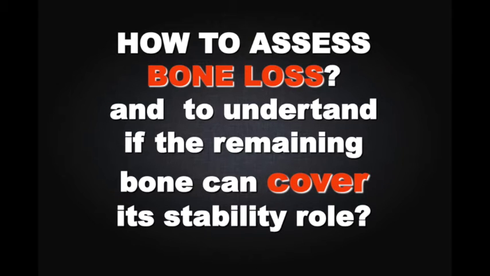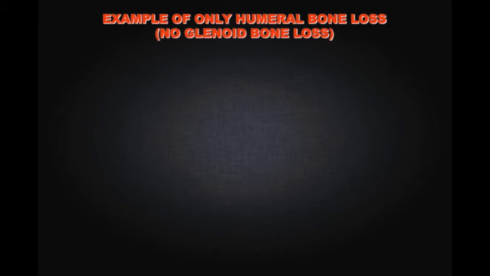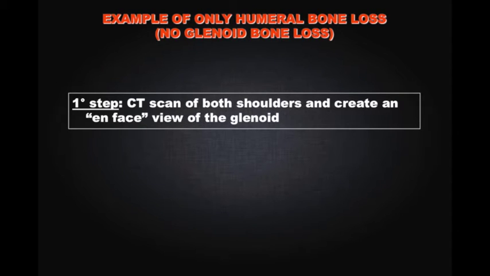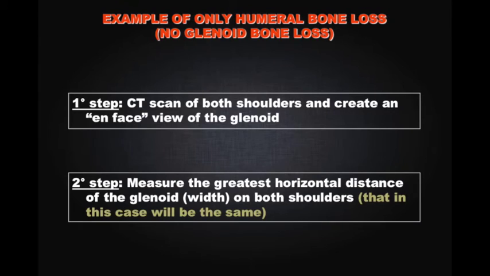How to assess the bone loss and understand if the remaining bone can handle its stability role. Our example shows only humeral bone loss, but no glenoid bone loss. First step, CT scan of both shoulders and creation of an en face view of the glenoid. Second step, measurement of the greatest horizontal distance of the glenoid width on both shoulders, which in this case will be the same.